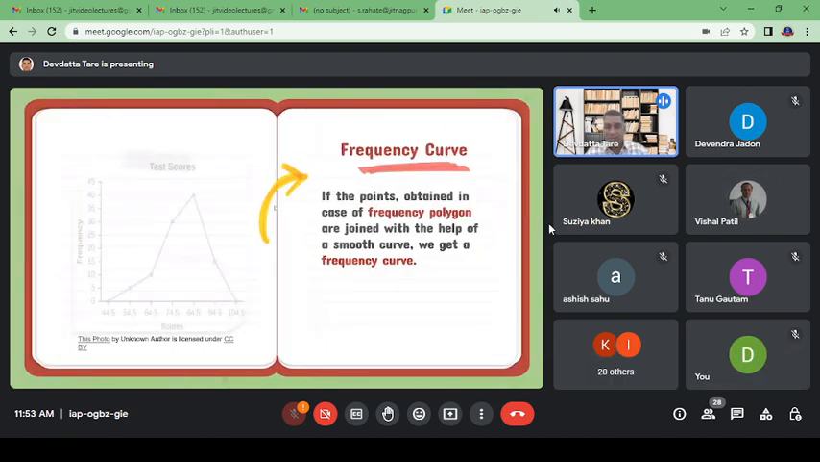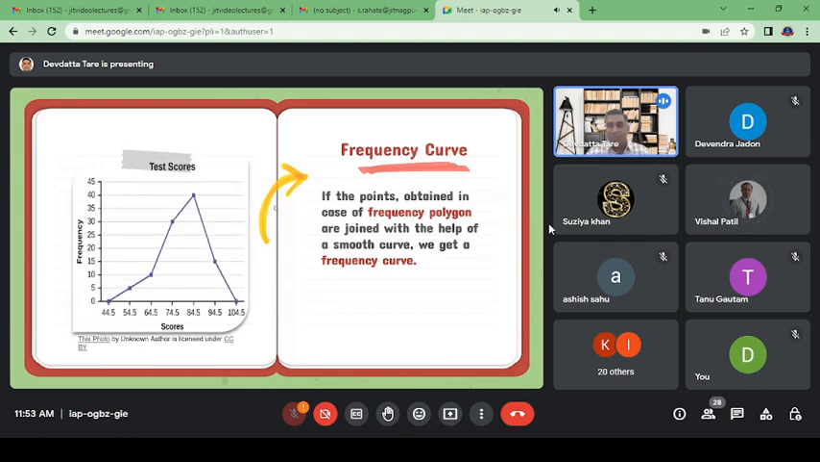Then the next is the frequency curve. Now, if you remove the histogram and just keep the polygon, it is known as a frequency curve. If the points obtained in the case of a frequency polygon are joined with the help of a smooth curve, we get a frequency curve.